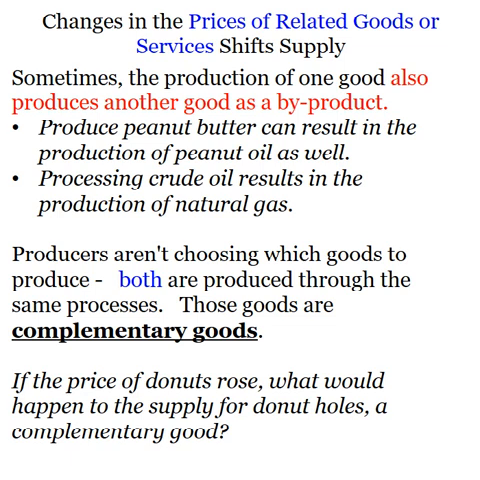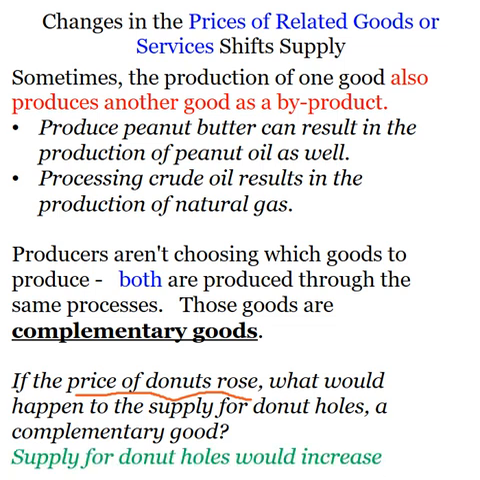So if the price of donuts rose, are they going to want to make more or less in general? Remember, producers like high prices. So if the price goes up, they're going to want to supply more. Honestly, they're going to want to supply more of each. The quantity supplied of donuts goes up, but the overall supply of donut holes goes up because by making more donuts for that high price, they're going to end up with more donut holes too. And if the supply increases, it will shift to the right.